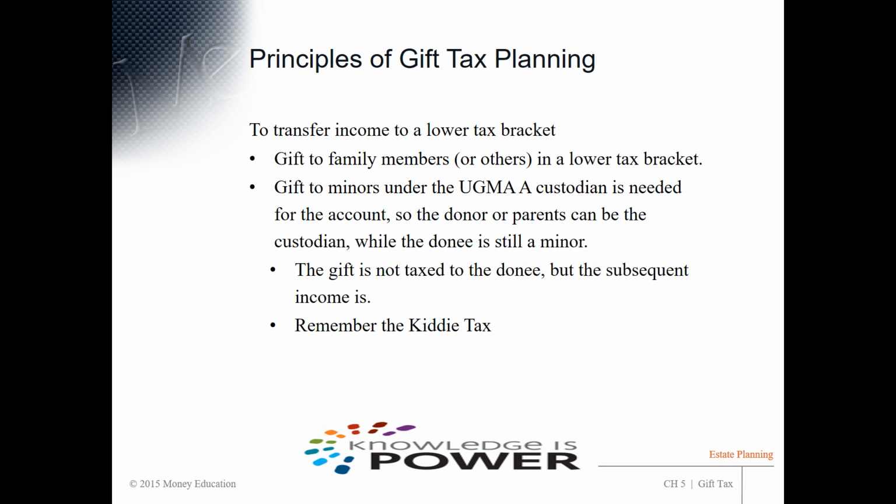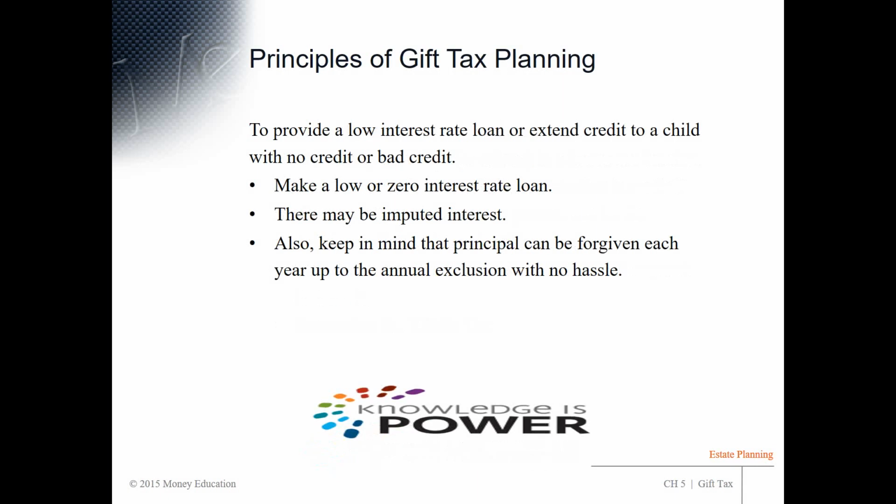But of course, remember that there is a kiddie tax, which means that probably, depending on the amounts, some of the income will be taxed at estate and trust rates instead of at the child's tax rate. Okay, you may want to provide a low interest rate loan or extend credit to a child with no credit or bad credit. So you've got a child that wants to buy a home. Maybe they can't get credit or you just want to give them a break, so low interest rate loan, so you can make a lower, zero interest rate loan if you want.